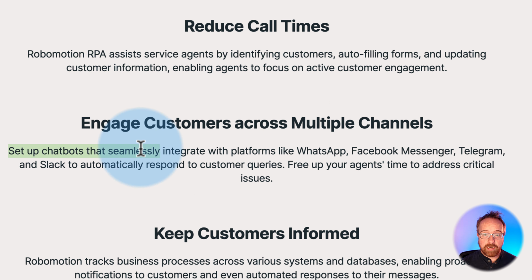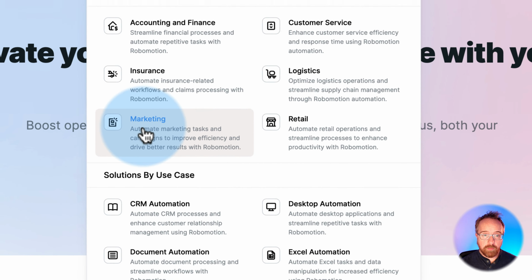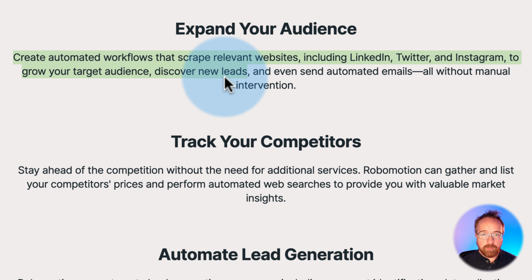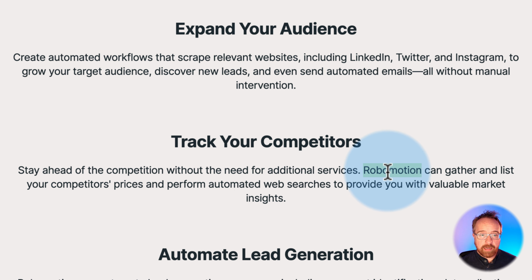You can have chatbots interacting with your customers or leads on WhatsApp, Facebook Messenger, Telegram, and Slack. Pretty handy. If we check out marketing, you can scrape websites to get more data on leads or emails or just content ideas using Robomotion robots. You can gather lists of your competitors and their prices. You can even see when the prices change. So you could have Robomotion go out to your competitors every day, check the prices, put it into a spreadsheet, alert you when there's a change.